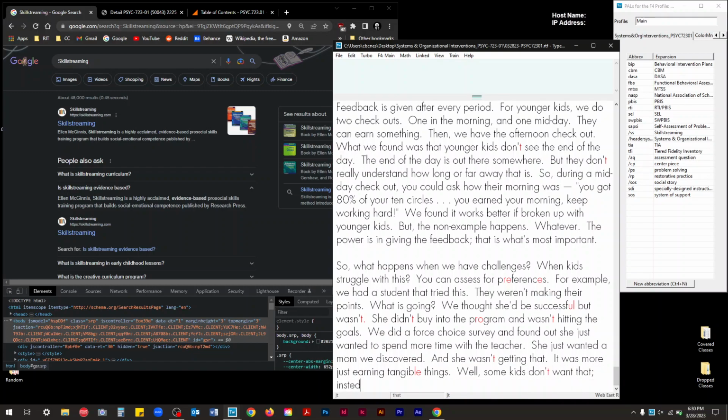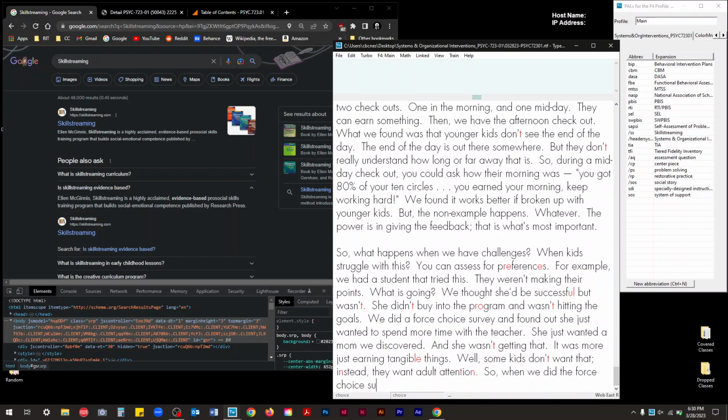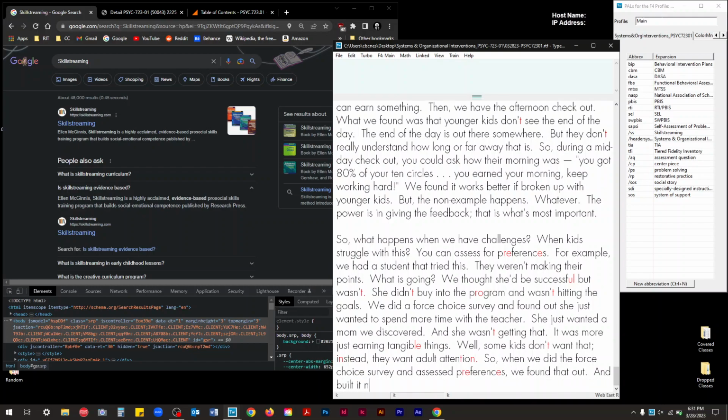So when we did the forced choice reinforcement survey and assessed her preferences, we found that she wanted that adult attention. So we built that in as an incentive. And then she started making progress. So assessing for preferences and what is actually reinforcing can be really helpful.